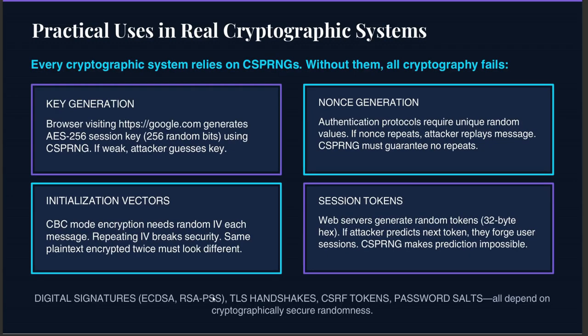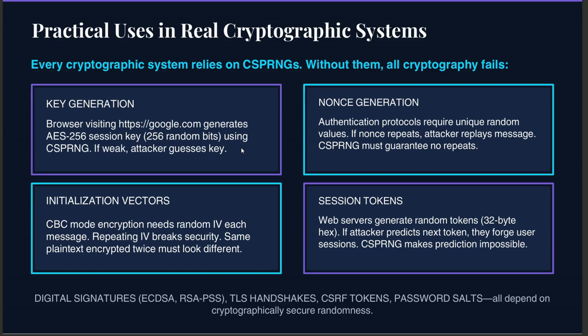Now that we understand real CSPRNGs, let's examine why they are absolutely essential in modern security systems. CSPRNGs are not an optional component in cryptography. They are the foundational infrastructure. Almost every secure system on the internet depends upon secure randomness, like key generation. Suppose your browser opens an HTTPS connection to Google. During the TLS handshake, the system generates AES session keys, ephemeral secrets, and Diffie-Hellman parameters. These values must be unpredictable.